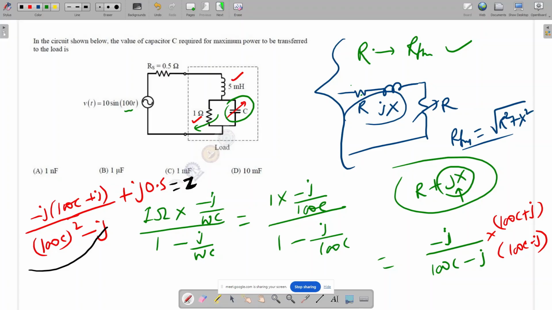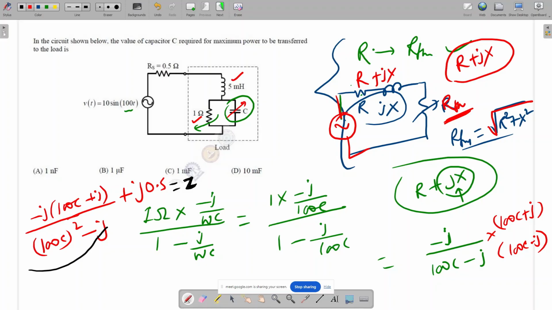See, conjugate will be applied only when this kind of condition is there. Let's say the circuit is like this. This is the source and this is R plus JX, and we have to calculate Thevenin's resistance. If the load is resistive, then it will be the magnitude of this one. If it is R plus JX, then it will be a complex conjugate. Complex conjugate means this reactive part and that reactive part cancel each other out. So our network is purely resistive, and in that case maximum power transfer will happen.